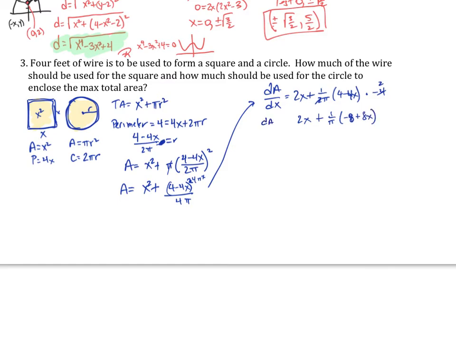I could try to clean this up a little bit more, because remember I've got to set this equal to 0. Before we do that, let's go back over here. I forgot to tell you, what would be the domain for this? What would be the domain?